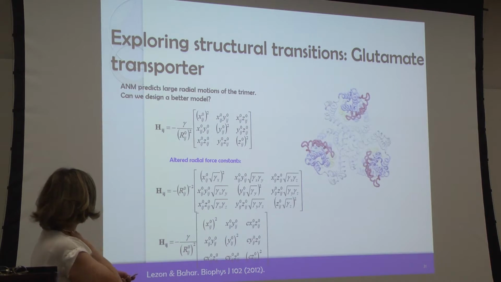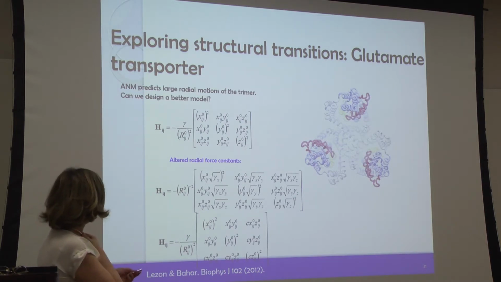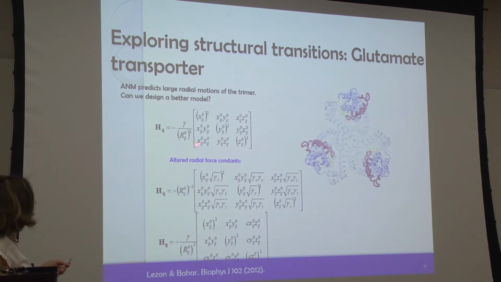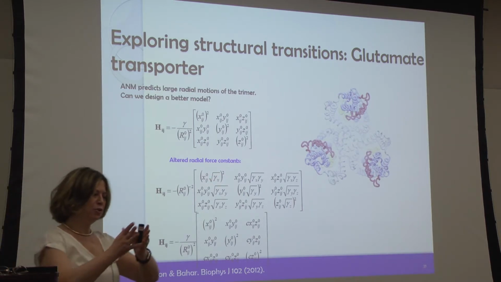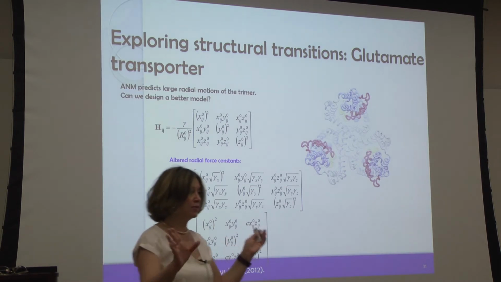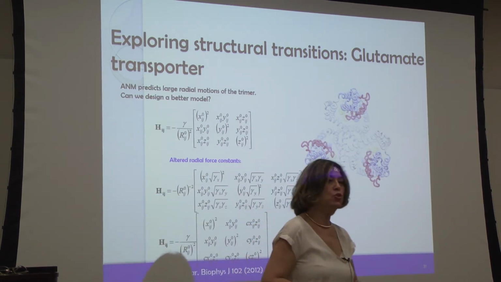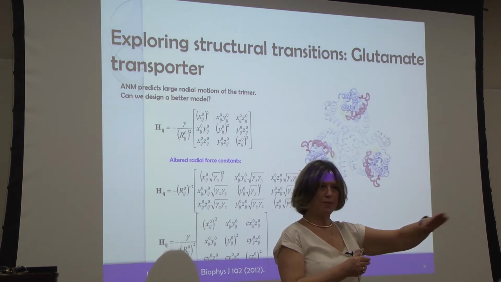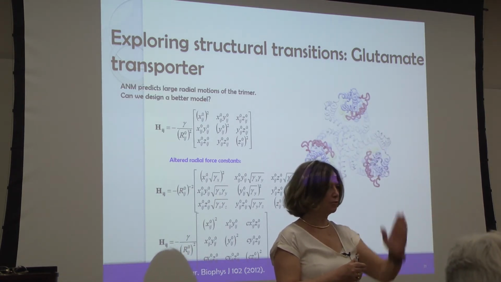A new parameter to change the force constants. Let me see. Maybe it is a little bit too complicated here. But what he defined, you know, you think we have been using a uniform force constant, remember, for everything. Now we're going to use two different force constants. One will be for radial motions, and the other will be for axial motions.